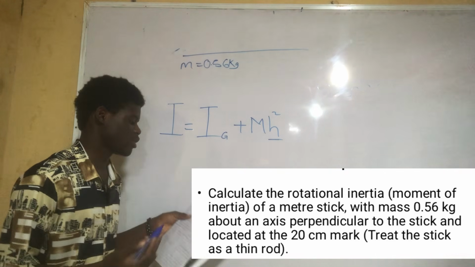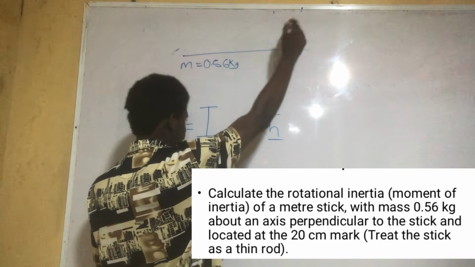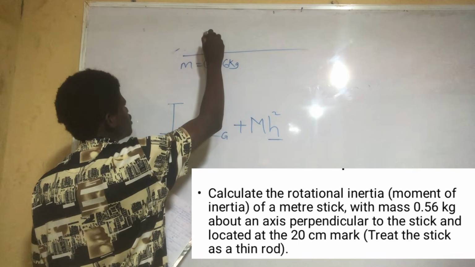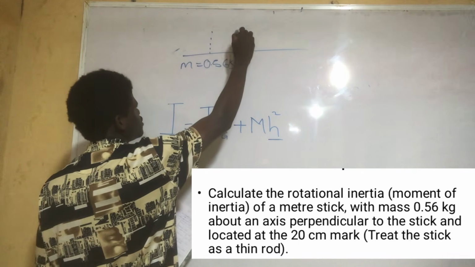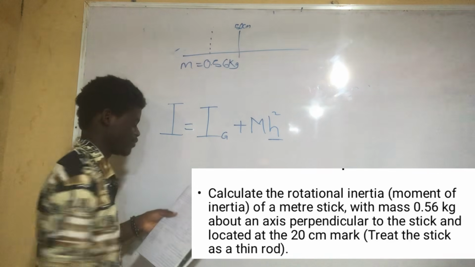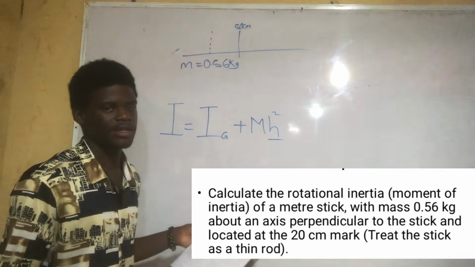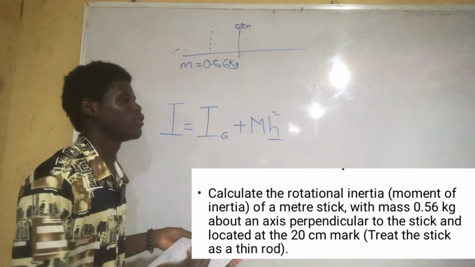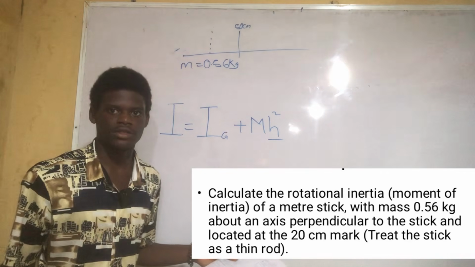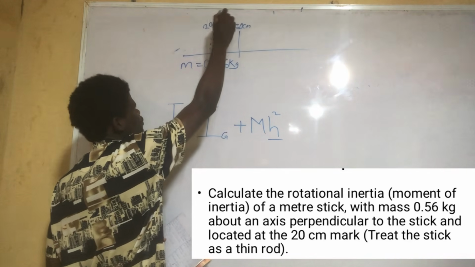at the 20 centimeter mark. So the point we are considering is located at the 20 centimeter mark. Since it is a meter stick, a meter rule is 100 centimeter, 1 meter. So the middle will be 50 centimeter, the center of gravity. So the point we are considering is at 20 centimeter.